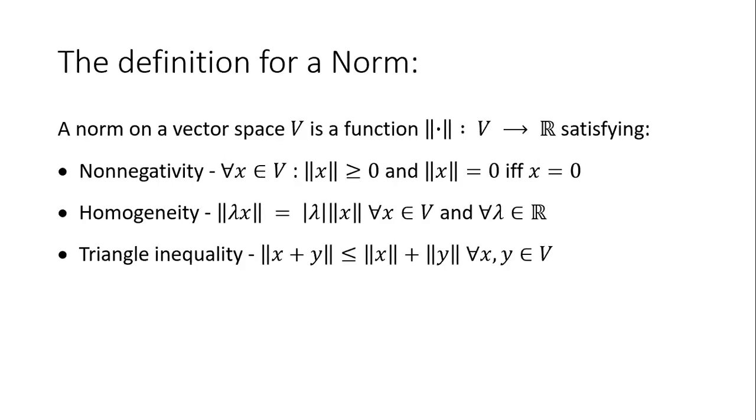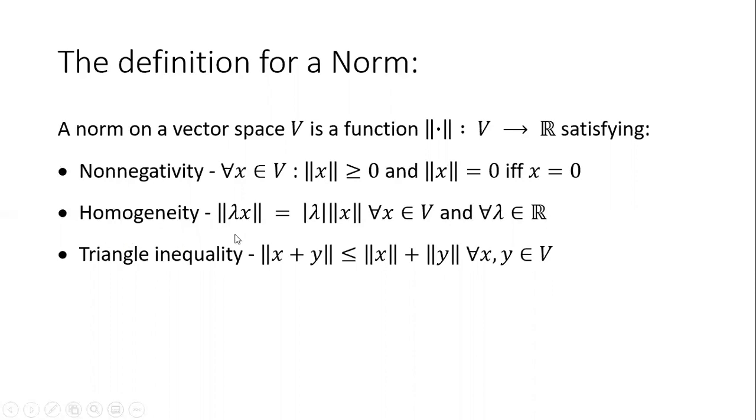The definition of a norm on a vector space V is a function from the vector space V to the real numbers satisfying the following conditions. The non-negativity. For every vector x, the norm of x is non-negative, and the norm of x is equal to 0 if and only if x equals 0.